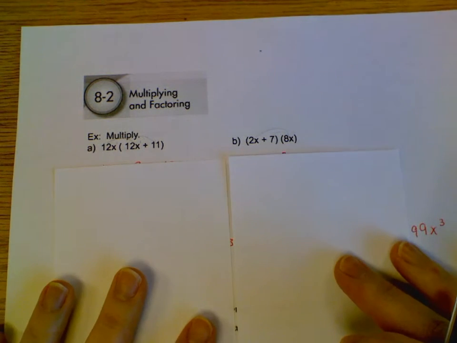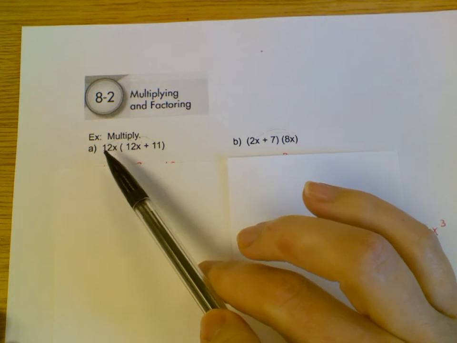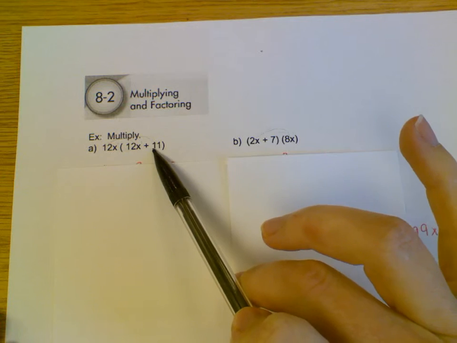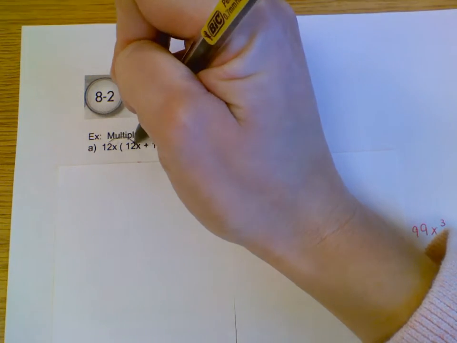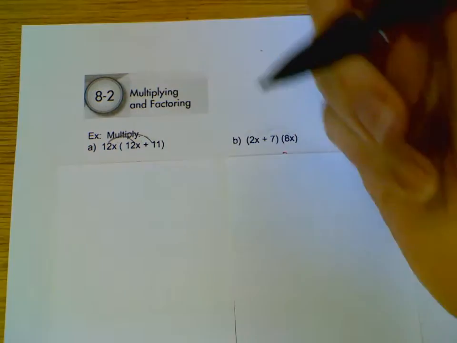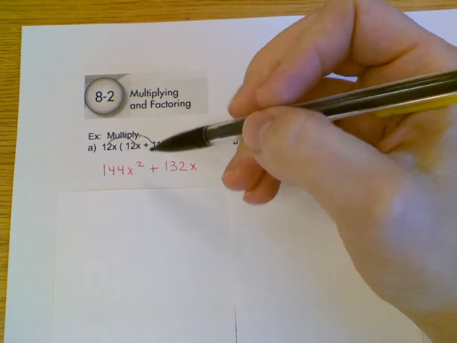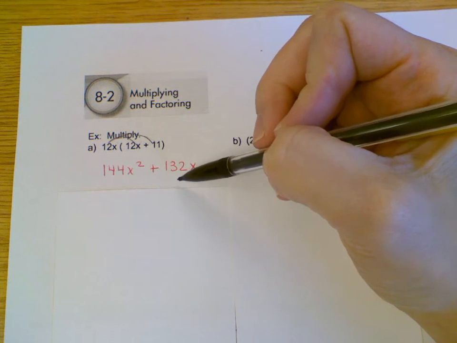8.2 is where you're going to be multiplying polynomials and finding the greatest common factor. So the first one that you see is you're going to have a monomial, which means one term, times a binomial, which means two terms. So just like we would before, we would go ahead and distribute this 12x to both terms. So 12x times 12x would be 144x squared, and 12x times 11 would be 132x.